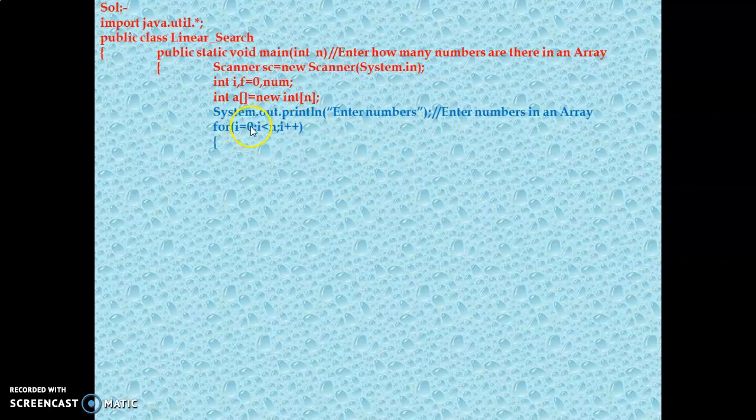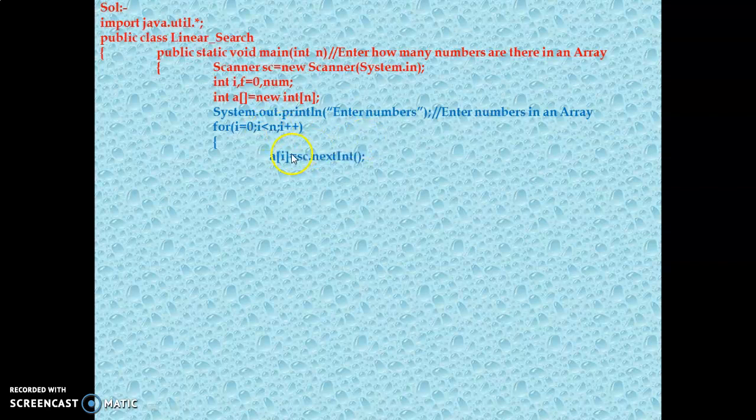The array starting position is always 0 up to n, less than n, not equal to, because 0 to n means, suppose if it is 10 elements, then 0 to less than 10 means 9. So 0 to 9 elements.